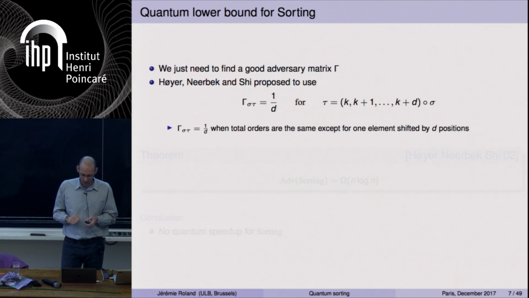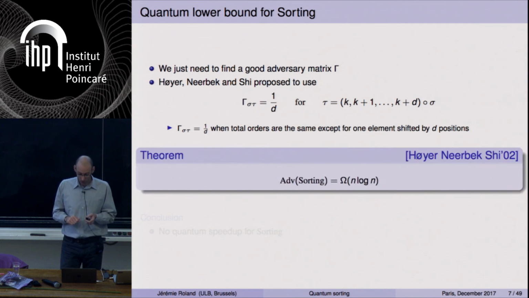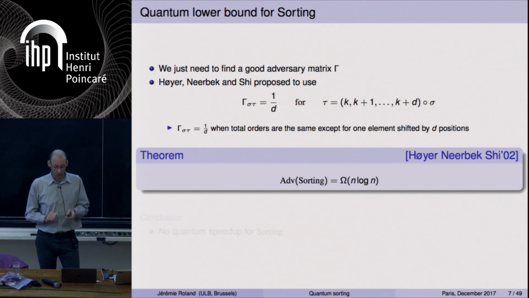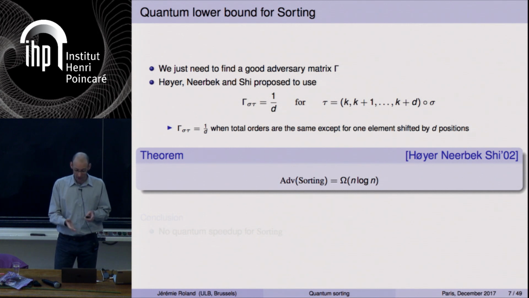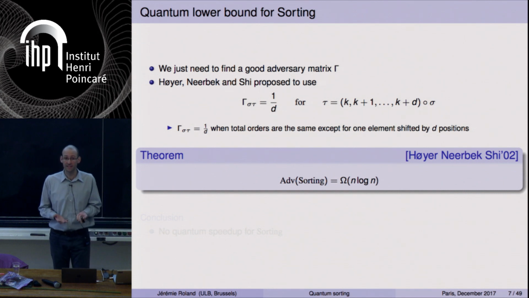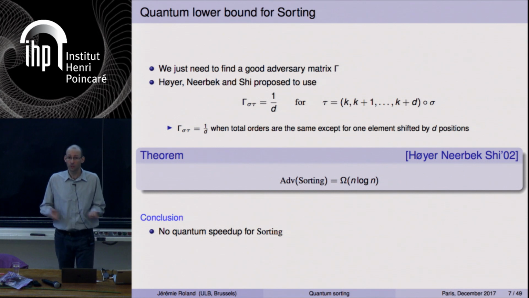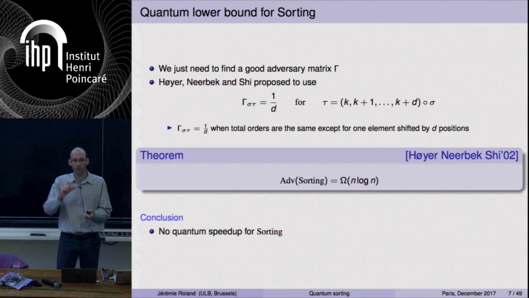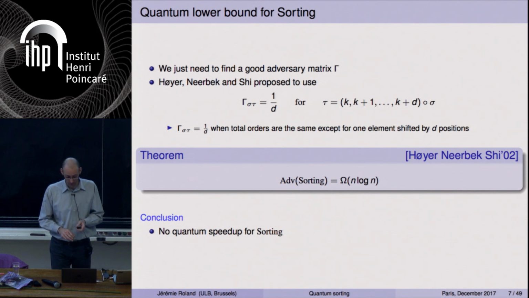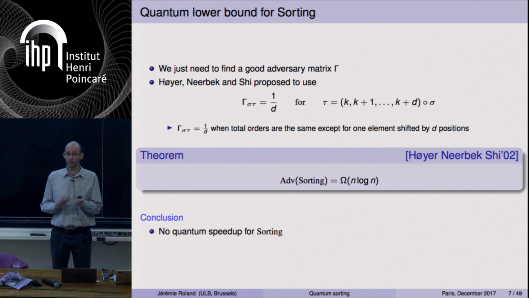Okay, so without going into the details, by using this adversary matrix, they could show that the adversary bound is larger than n log n. So they get the same bound as the complexity of the classical problem for sorting, which means that we cannot hope to get any quantum speedup. So in this case, for sorting, there's no use for quantum computers. A classical computer can do just as well. Well, maybe you can gain a little bit on the constant, but the scaling will always be n log n. Okay, so this is for the simplest case of sorting a total order.